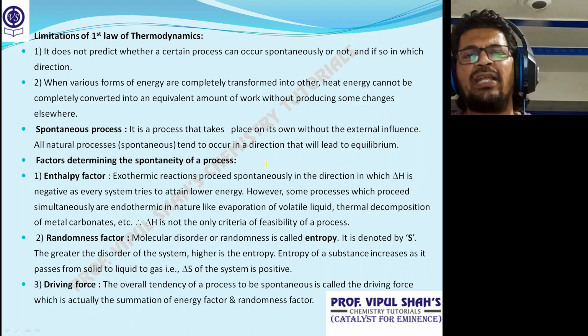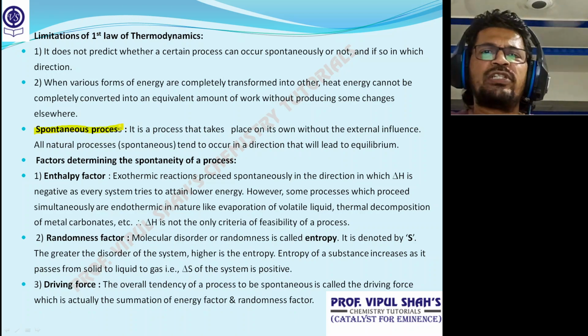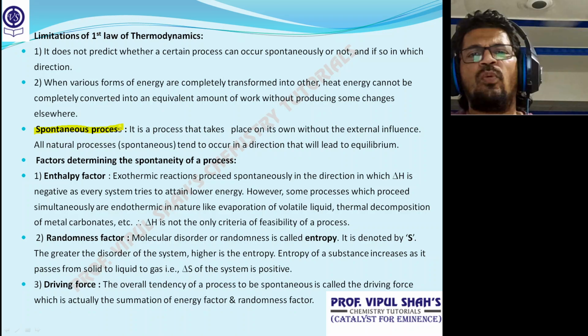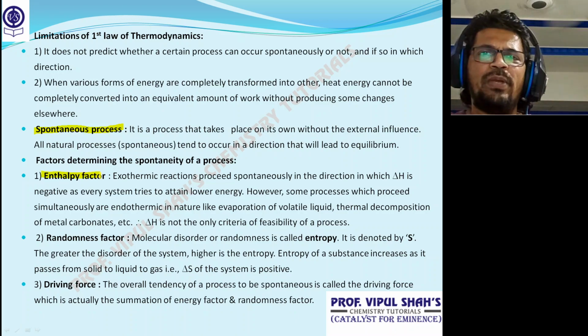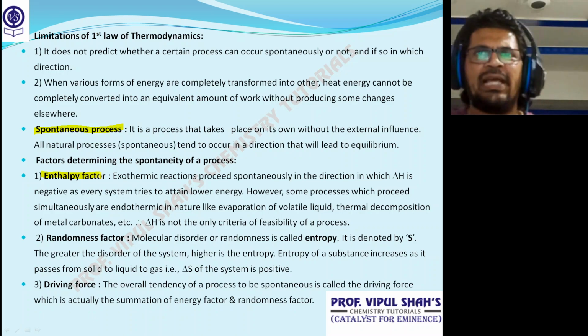To explain that, we have to talk about spontaneity. What is the meaning of the word spontaneous process? A process which takes place on its own and doesn't require any external aid. So a process taking place on its own is a spontaneous process. Now what are the factors? One factor is the enthalpy factor, that is delta H, which could be positive for endothermic, negative for exothermic. That's delta H.